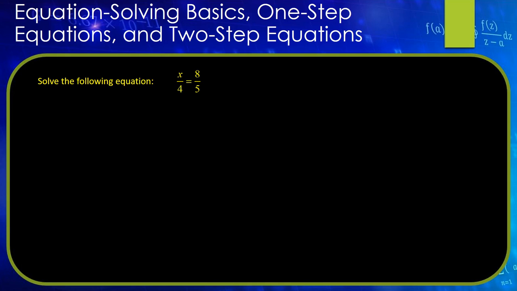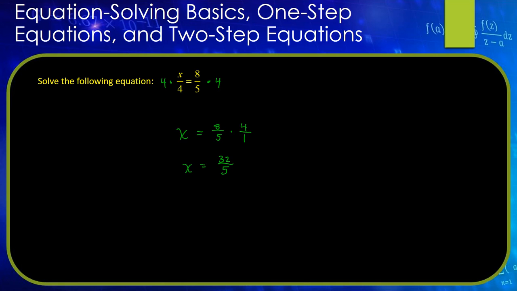So basically I want to get x isolated on the left-hand side. Right now x is being divided by 4, so to get rid of that division, I'm going to multiply both sides by 4. So on the left, the multiplication of 4 and division of 4 cancel. On the right, I'm going to think of that as 8/5 times 4 first, and I'm going to multiply across, and I get 32 over 5.